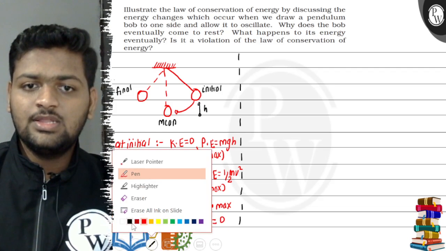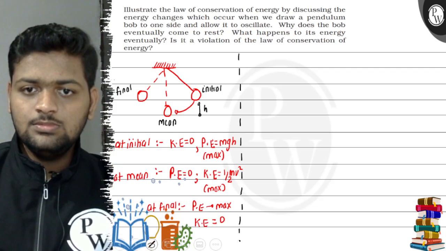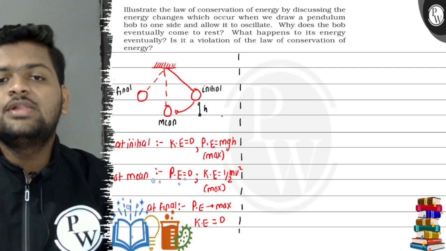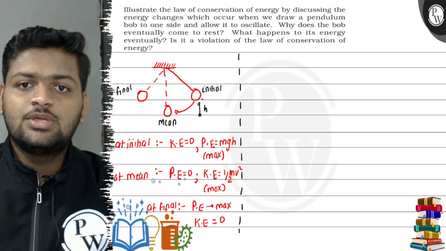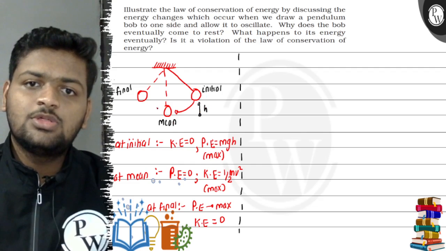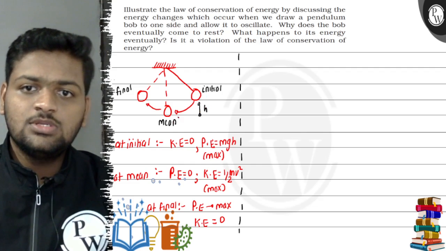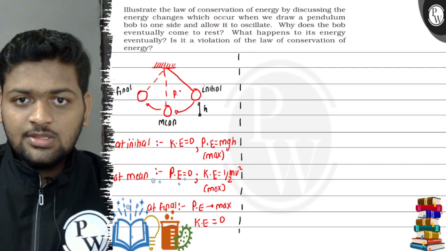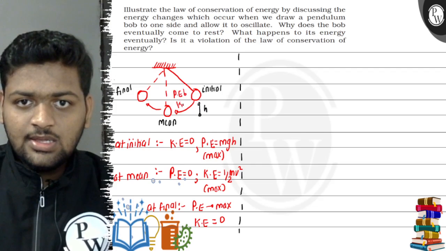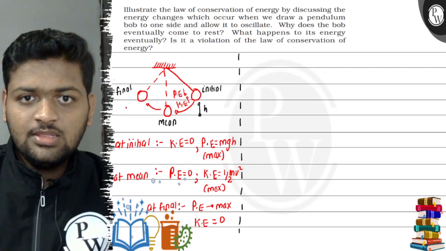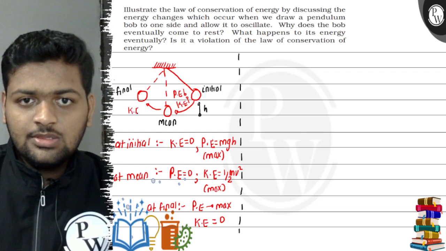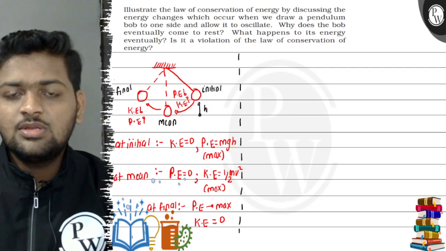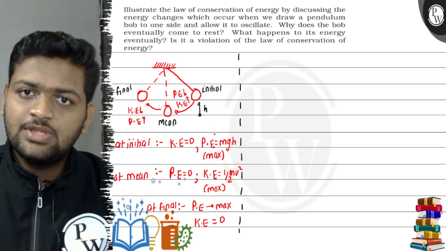So I hope you understand that. I'll divide the area first. At the initial position, kinetic energy is zero because the bob is at rest over here. As soon as the bob travels to the mean position, and from the mean position to the final position, first of all, in this phase potential energy is decreasing and kinetic energy is increasing. And in this phase, kinetic energy is decreasing and potential energy is increasing, because it depends on mgh: when the height h decreases, potential energy decreases.